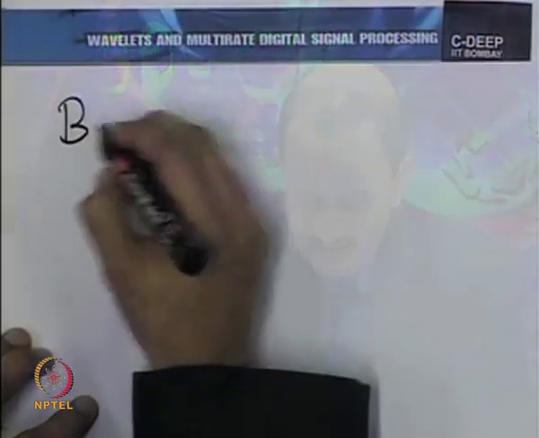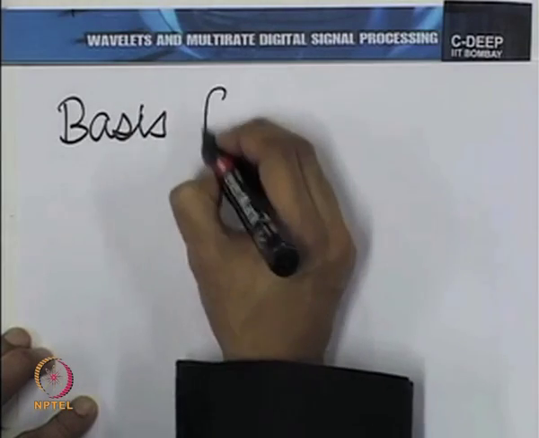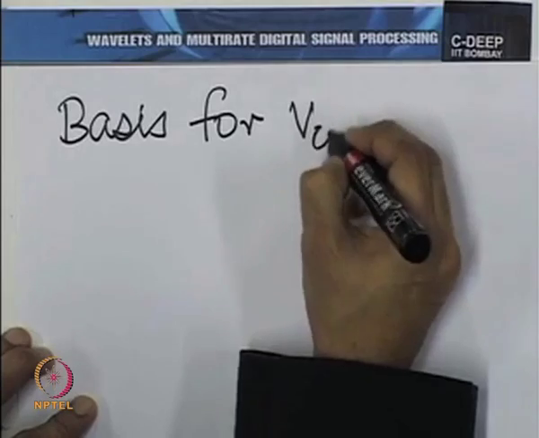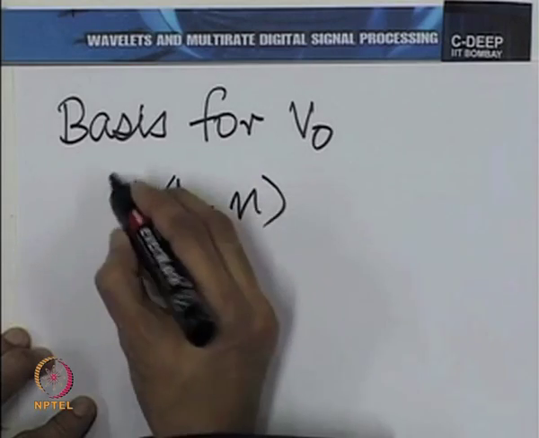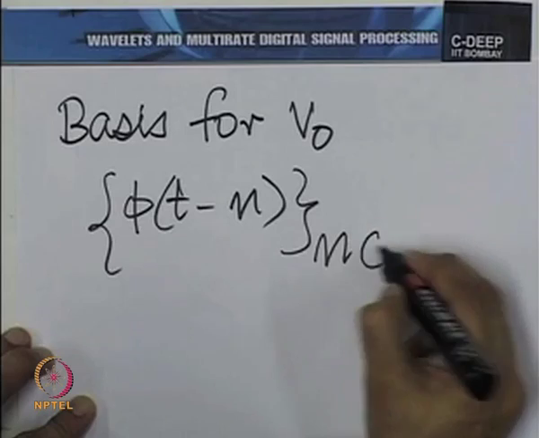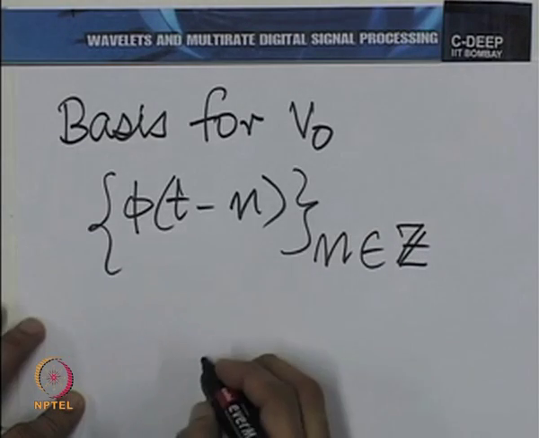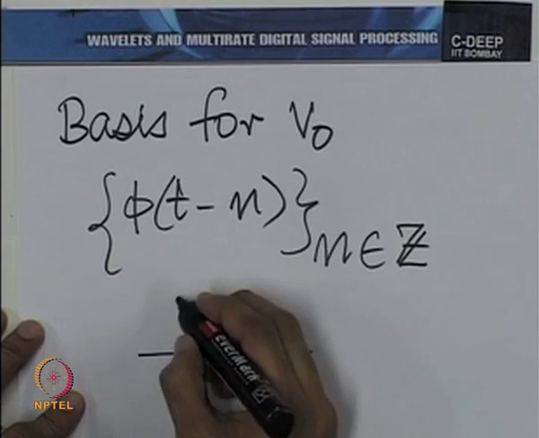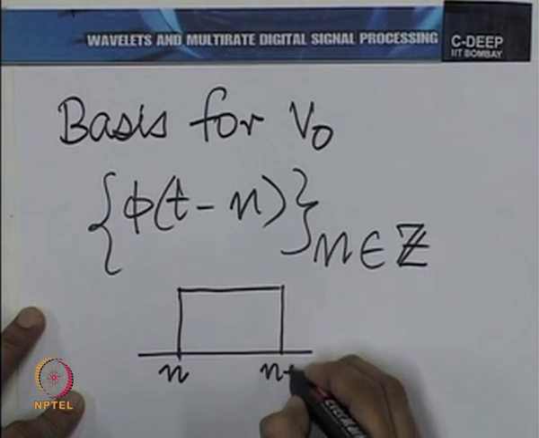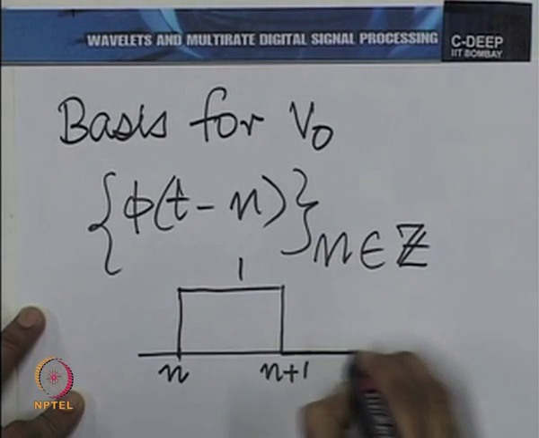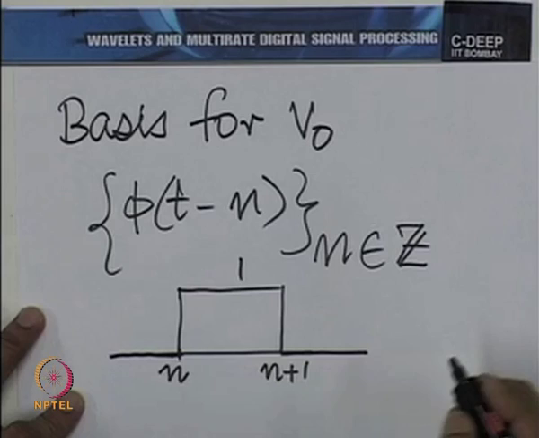So, there you are. We have the following standard basis for V0 given by phi of t minus n over all the integers, and let us sketch a typical phi of t minus n. It is 1 between n and n plus 1 and 0 everywhere else. This is how phi of t minus n looks.